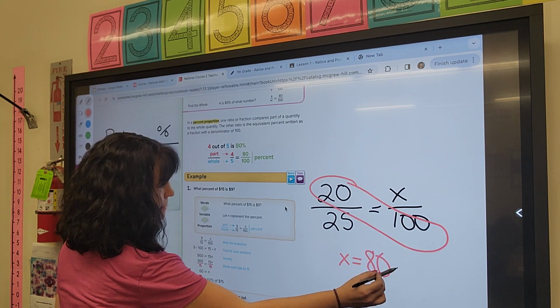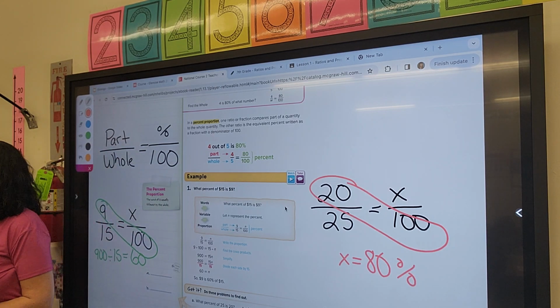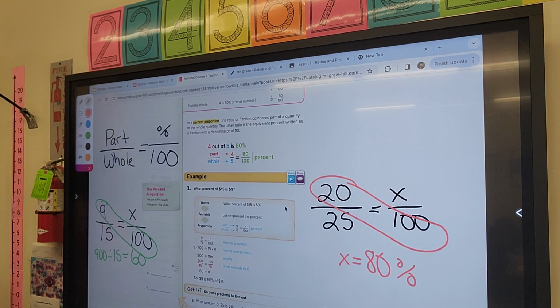I want you guys to try B at your seats, okay? And you can grab your calculators if you want. You probably want them because this is easier. Can you grab them?